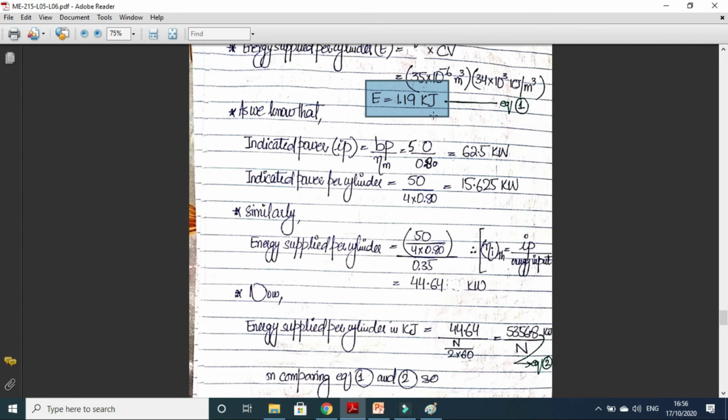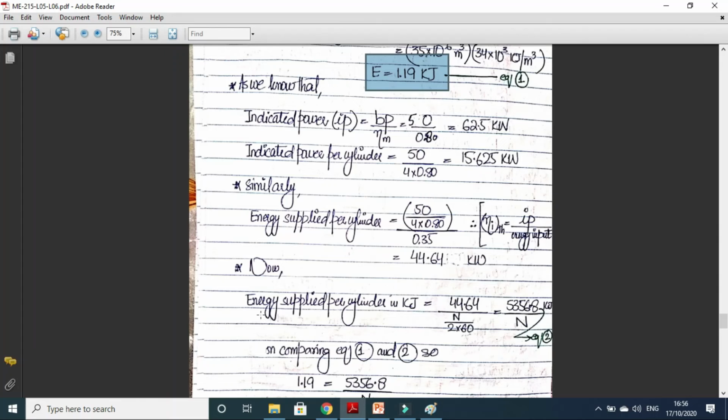Using these two quantities we can find the small n, because in order to convert kilojoule into kilojoule per second, we need to multiply by 1 upon second, and 1 upon second you can get by multiplying with the small n. Small n is actually capital N by 2 for a 4-stroke engine, and n is equal to capital N for a 2-stroke engine. Since it is a 4-stroke engine, we can use N by 2, and if we use N in rpm, then we should divide by 60.